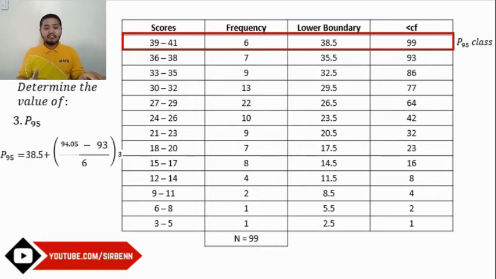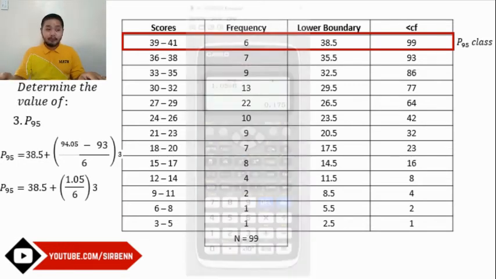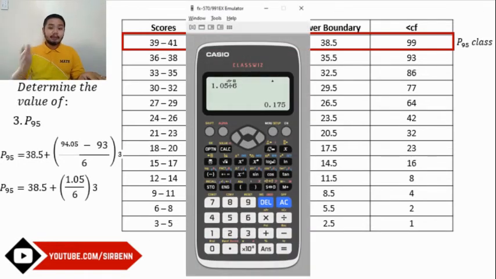So, 94.05 minus 93, that would be 1.05. So, gamitin na natin ngayon yung scientific calculator natin, if meron tayo. So, 1.05 divided by 6. Ayan siya. And then, multiply that answer or that quotient to the class interval, which is 3. So, 0.175 times 3. So, that will be 0.525.